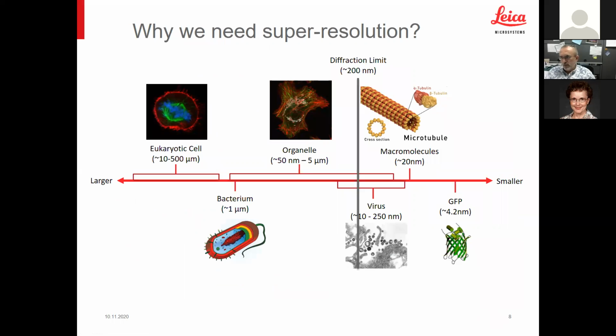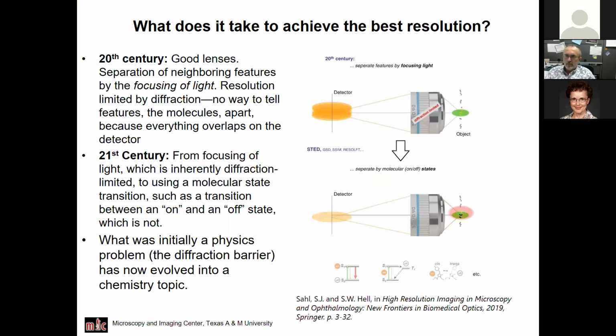Of course, that's not good enough to resolve many interesting biological or other objects, because we have small organelles, microtubules, and macromolecules or individual molecules that are all much smaller than the standard microscope can resolve. So what does it take to get the best resolution?